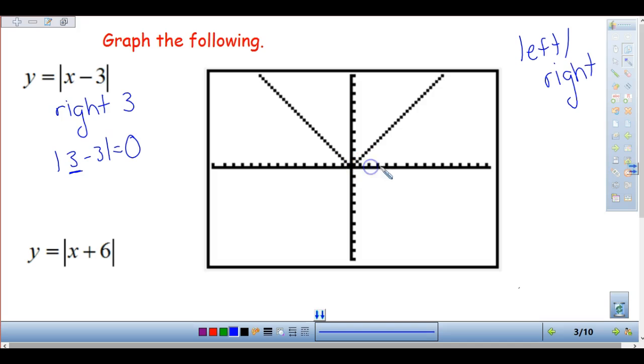So 1, 2, 3, this is to the right 3. And then we redraw it with a slope of 1 again. This one then is going to be left 6. And then we have that slope of 1, so there's our V shape.